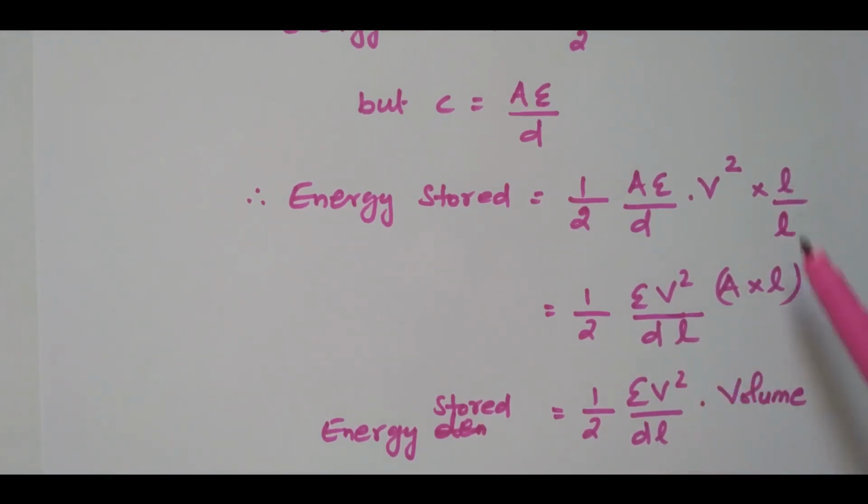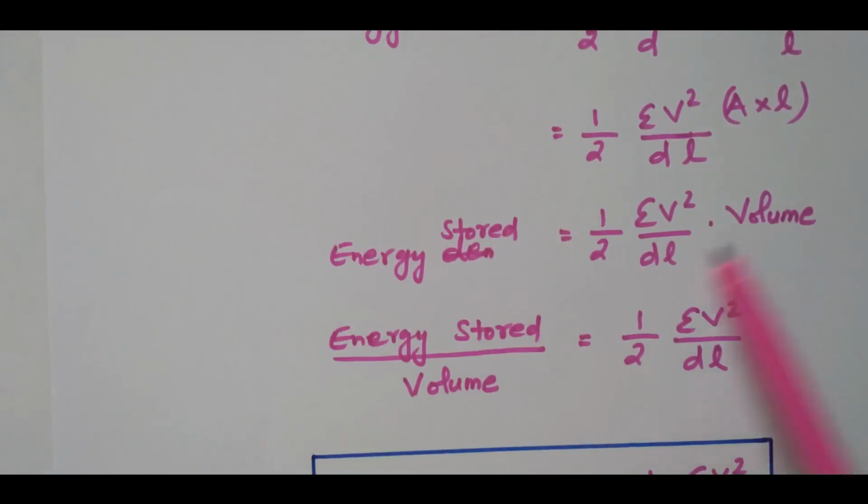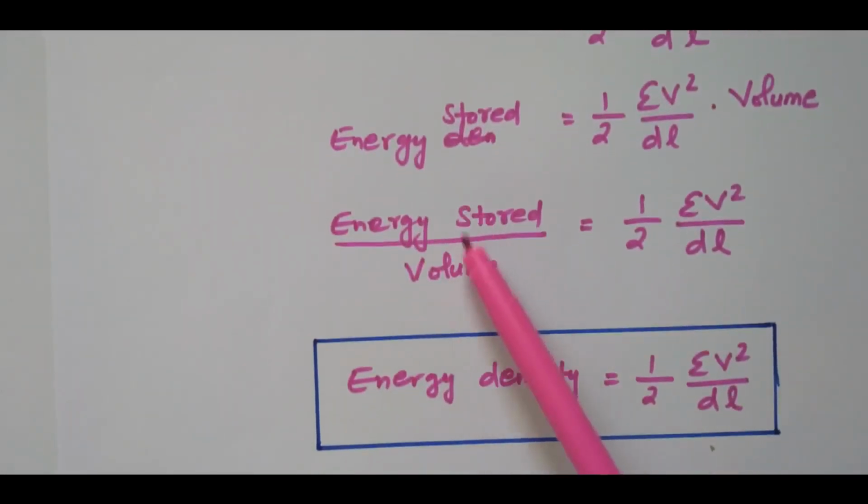This L is available with the multiplication of area. What is area into length? Area into length is nothing but volume. Area means two parameters, like length and breadth, or length and height, or breadth and height. This is two parameters, and this is the third parameter. If you multiply three parameters, that is volume. So what we have is energy stored equals half epsilon V square divided by DL into volume. Now bring this volume term into the denominator of the left-hand side. So energy stored by volume equals half epsilon V square divided by DL. What is this energy stored by volume? It is nothing but energy density, that is half epsilon V square divided by DL. Now we got the expression for energy density.